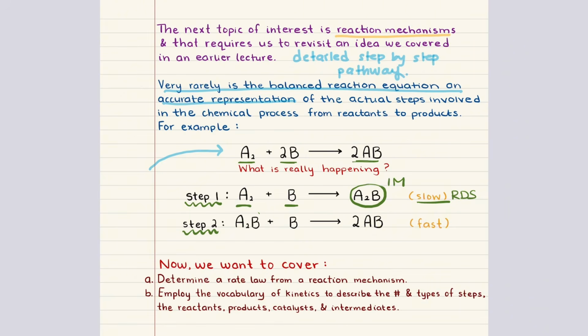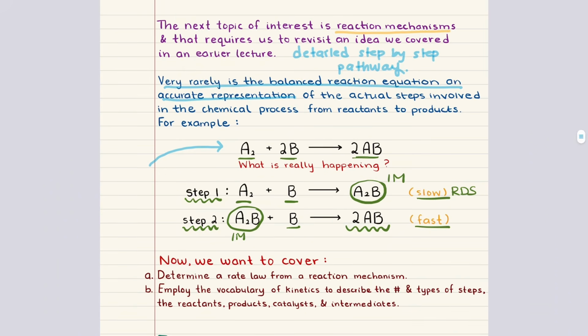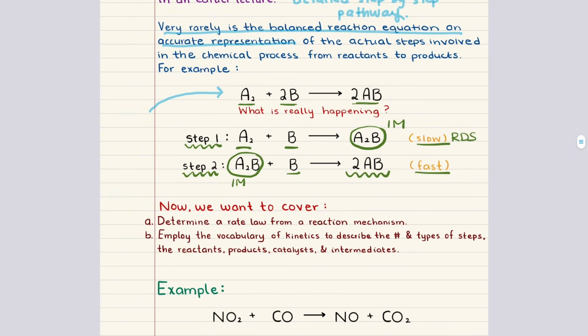In the second step, that intermediate A2B reacts with another molecule of B to finally form the 2AB products. And this step is fast. Now, even though the overall reaction consumes 2B molecules, this mechanism shows us that they're not used at the same time. And the slow first step is the one that determines the rate.